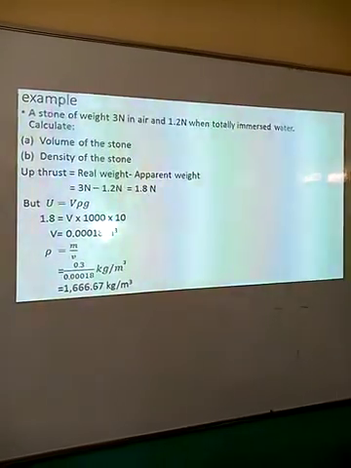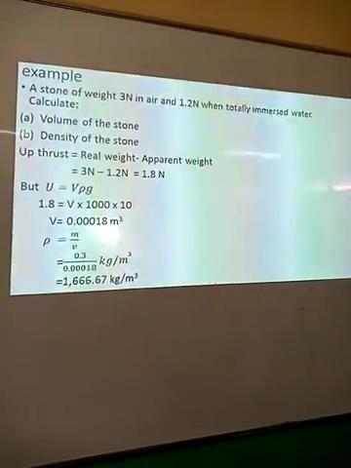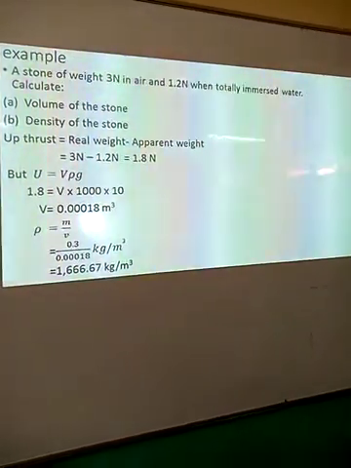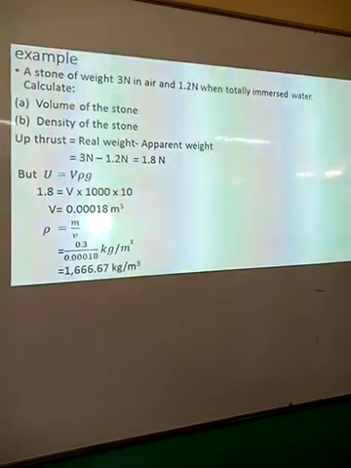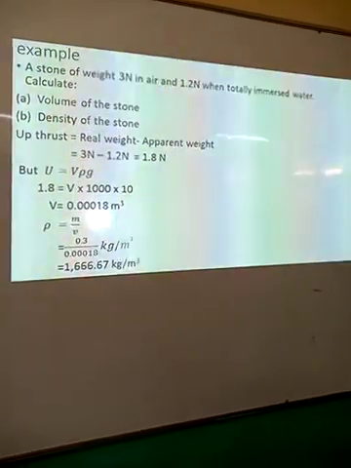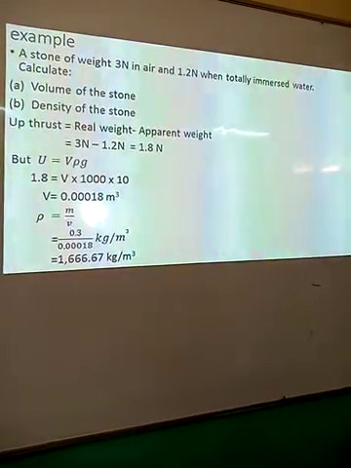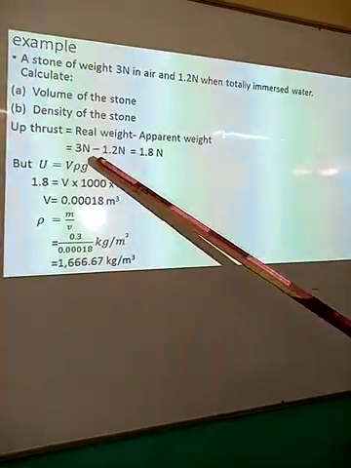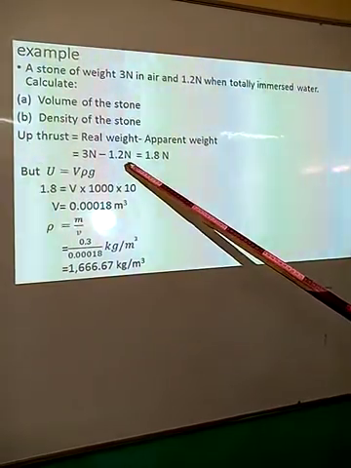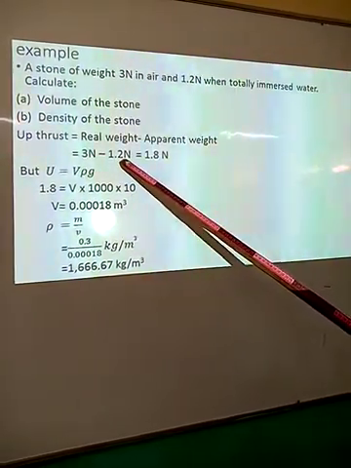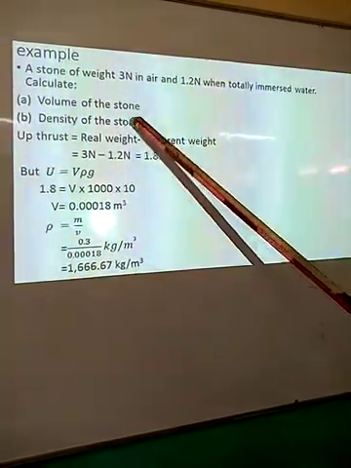Look at also this one. A stone of weight 3 Newton in air and 1.2 Newton when totally immersed in water. Calculate the volume of the stone. So for me to get the volume of the stone, I must get upthrust. And upthrust here will be the weight in air minus weight in water. So weight in air 3 minus weight in water 1.2, I get 1.8. So that is the first one for getting upthrust.